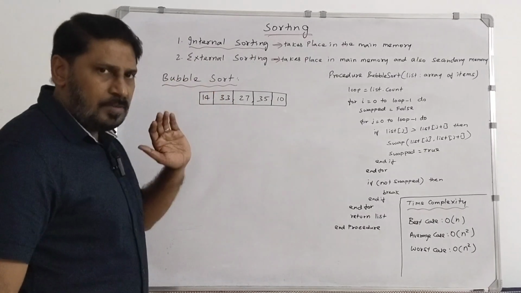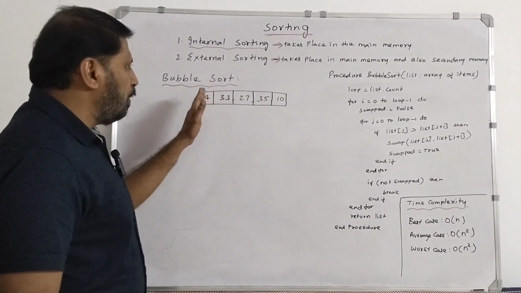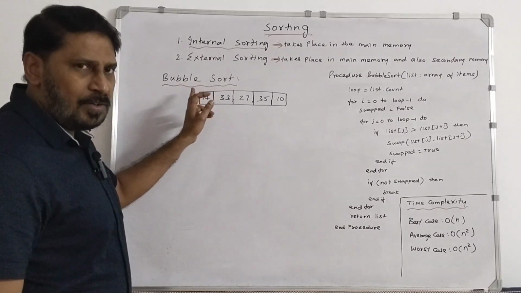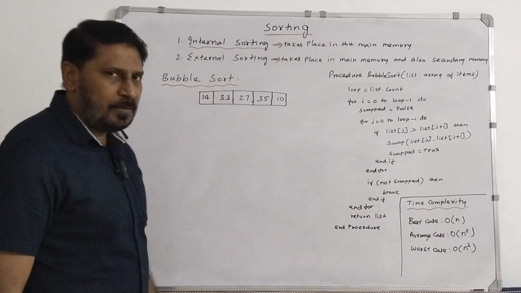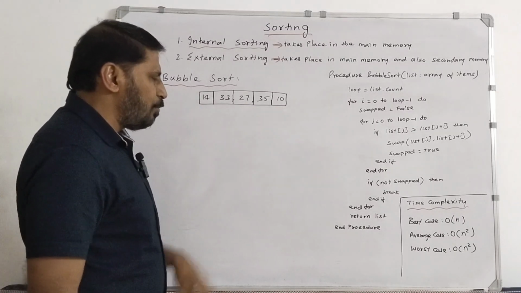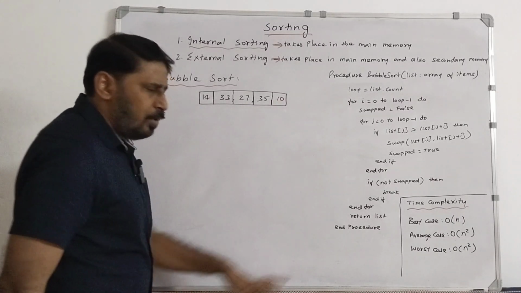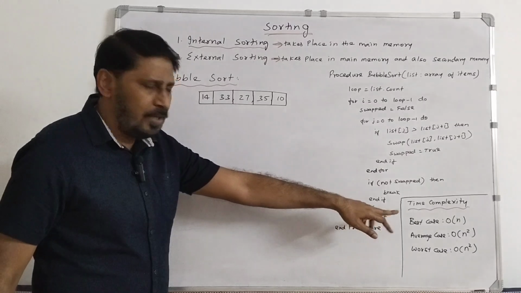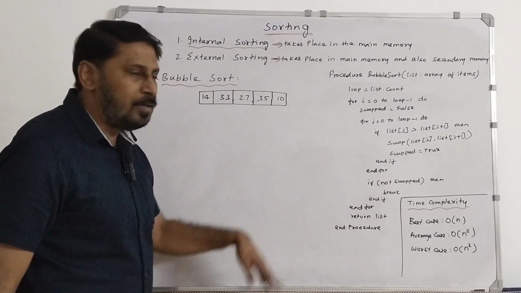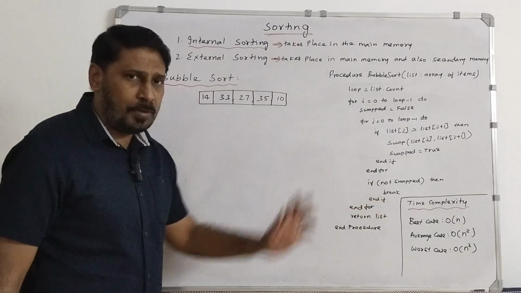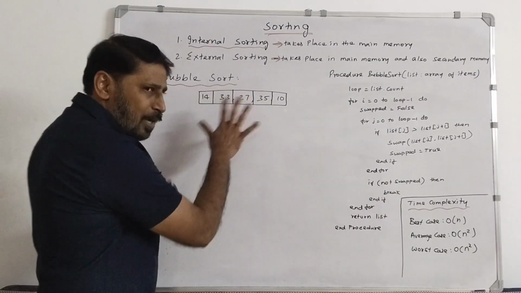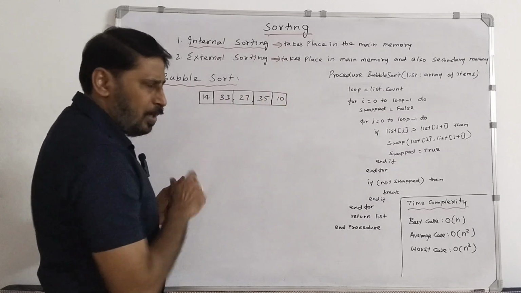From this video onwards, we are going to see several internal sorting methods. The first internal sorting method is bubble sort. In bubble sort, suppose we are taking this as an example and the algorithm is also given. Finally, we are going to see the time complexity also. In each and every sorting method, time complexity is most important. In the first iteration, I will explain manually first, then we go for the algorithm.